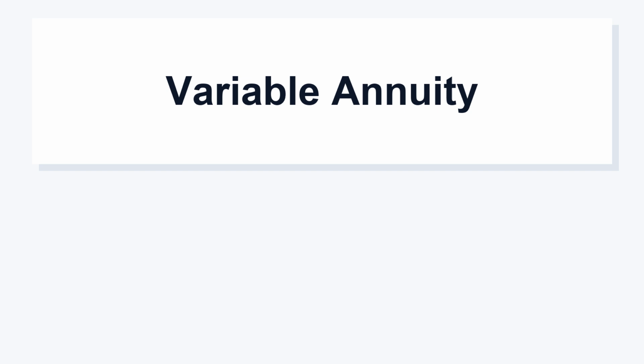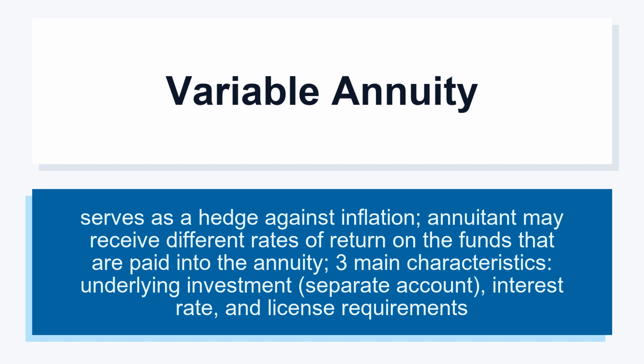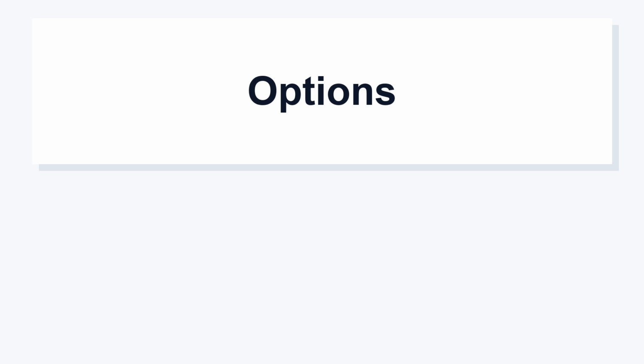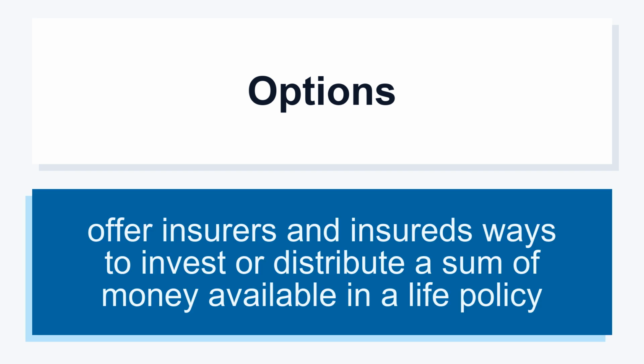Variable annuity serves as a hedge against inflation. The annuitant may receive different rates of return on the funds that are paid into the annuity. Three main characteristics: underlying investment, separate account, interest rate, and license requirements. Options offer insurers and insureds ways to invest or distribute a sum of money available in a life policy.